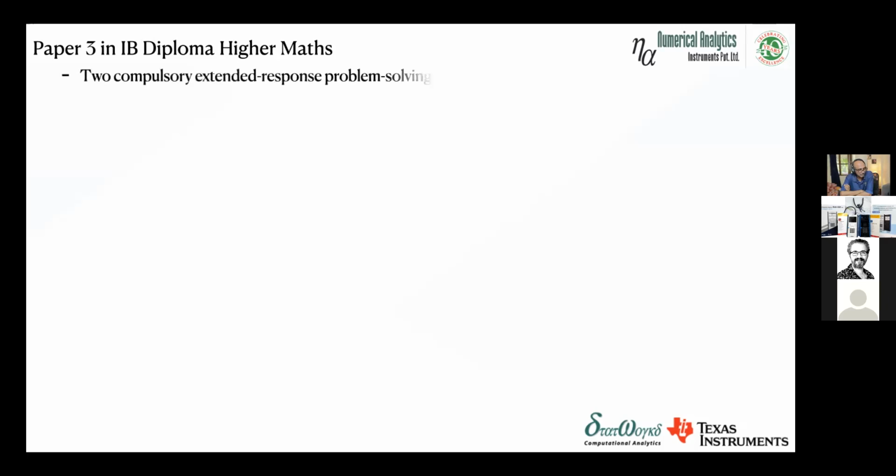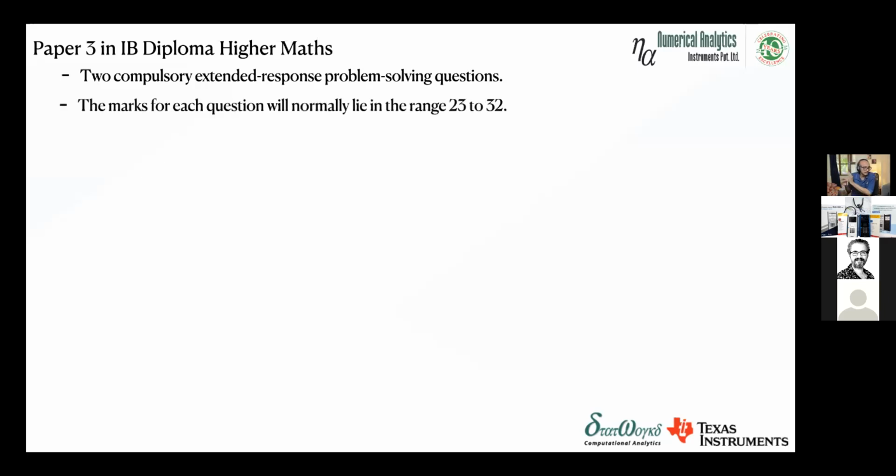The subject guide clearly states that the paper 3 exam in the IB diploma higher maths consists of 2 compulsory extended response problem solving questions. So what are we looking at here? It means the stated objective of the paper is to assess a student's problem solving skills only, or do we need to assess any other skills? Because it clearly says problem solving questions.